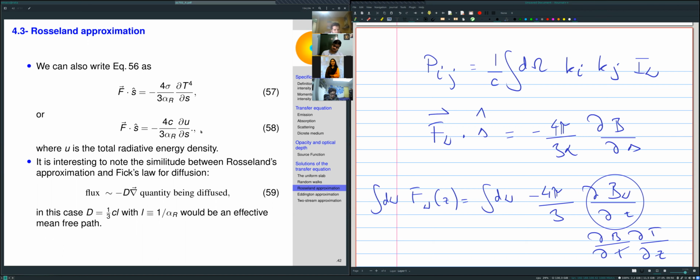So that is very similar to a diffusion process. This is also called radiation diffusion. Because when you have a diffusion process, you write that the flux of the quantity being diffused is proportional to the gradient of that quantity, as I've written here in equation 59. And we have a diffusion coefficient here, which is normally called D.